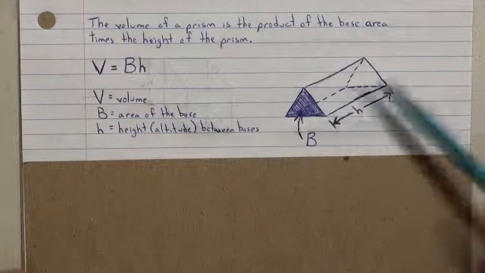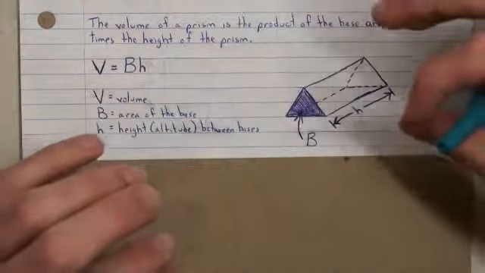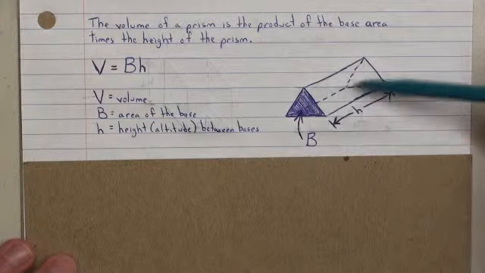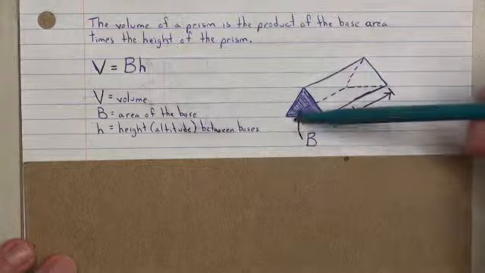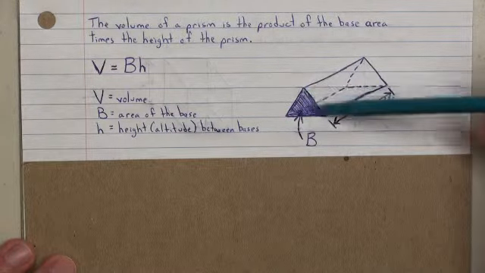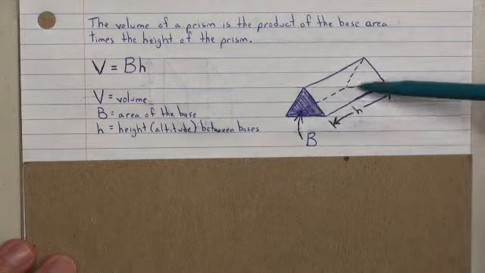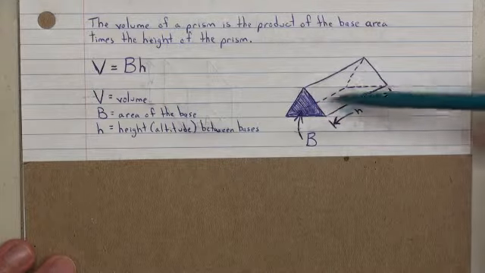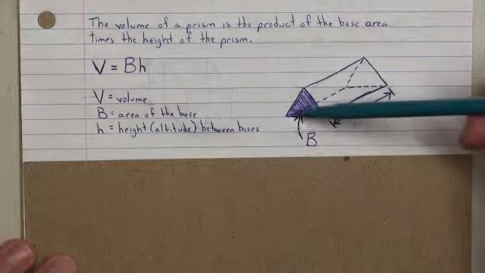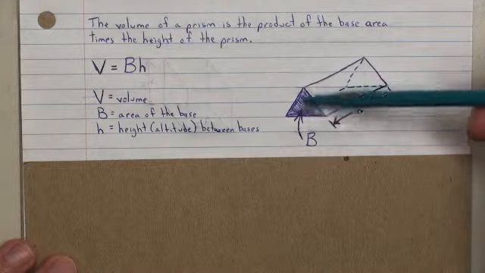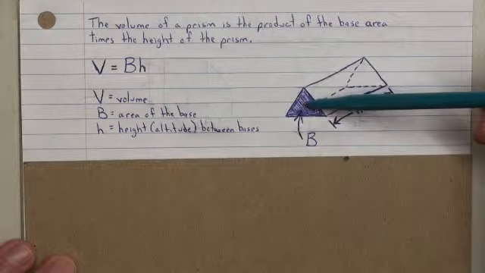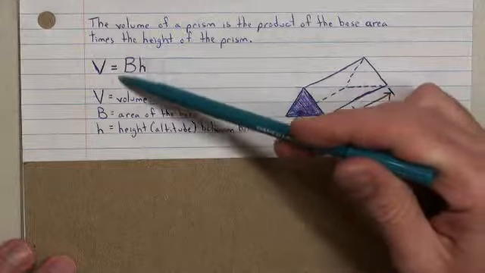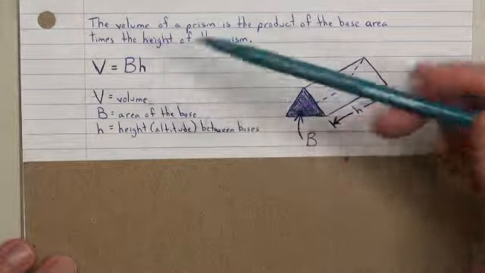This is a triangular prism, right? We took two triangles and stretched them. So these triangles are the bases. This capital B is the area of one of the bases, because in a prism, the bases are always the same shape. They're always congruent. We just need to find the area of one base. So in this case, it would be the area of a triangle. That's what B is. And then we multiply it times H.